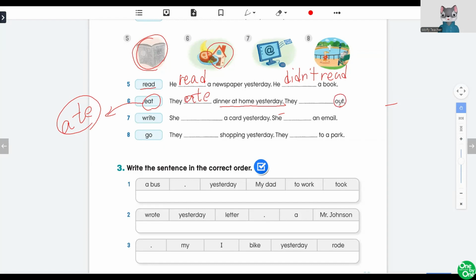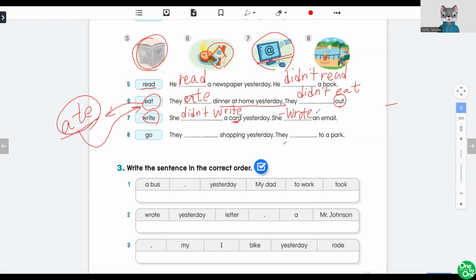They 바깥에서 안 먹은 거니까 우리 어떻게 써야 돼? They didn't 쓰면 ate가 어떻게 다시 바뀌어야지? Original verb. They didn't eat out. Fantastic. She 카드 쓴 거야? 카드 안 쓴 거야? This is an email, not a card. So she didn't. Fantastic. And the original verb. She didn't write a card yesterday. What did she write? She write를 어떻게 바꿔야 되지? Go back and look. The answer is she wrote an email.